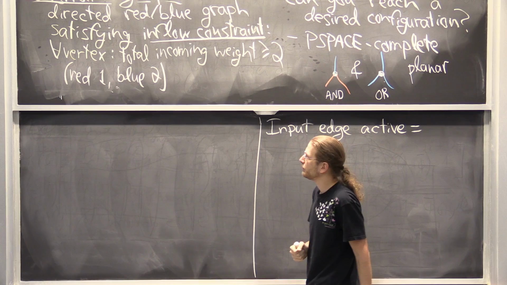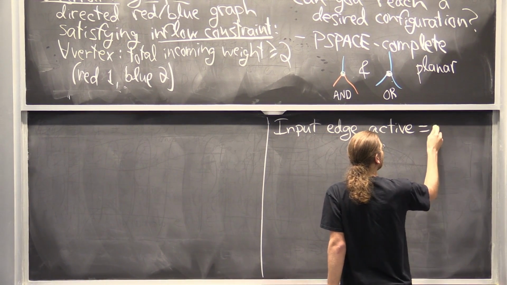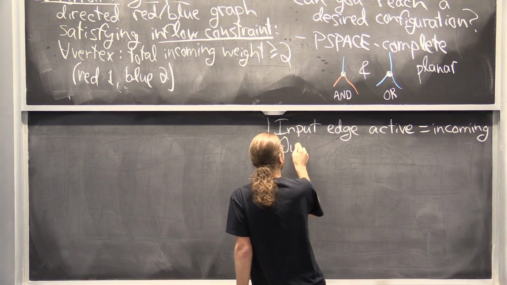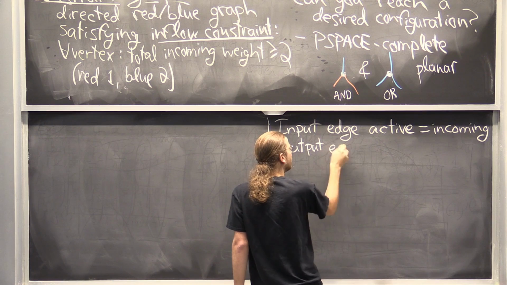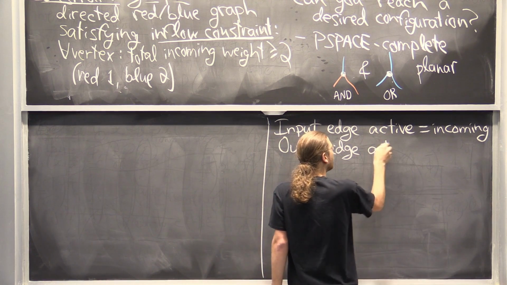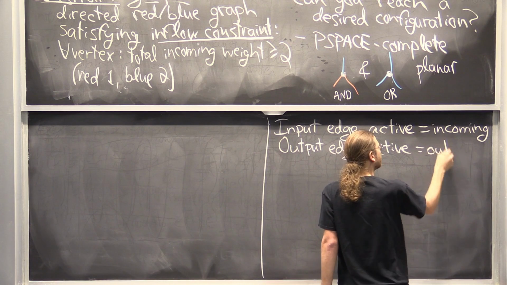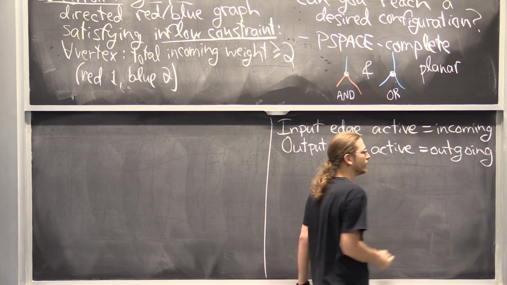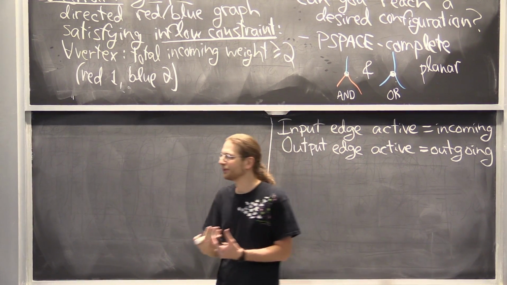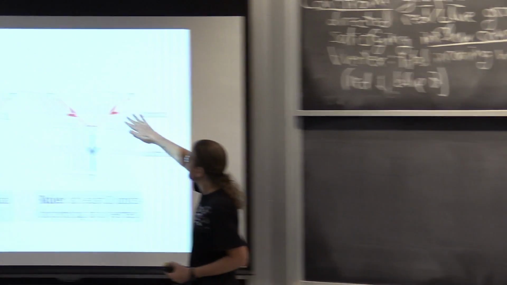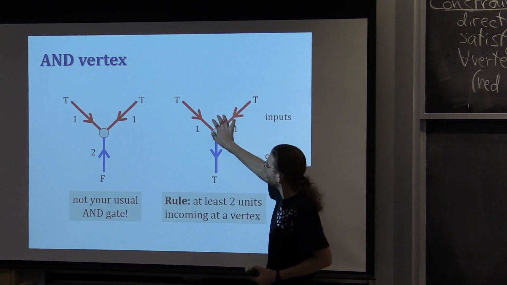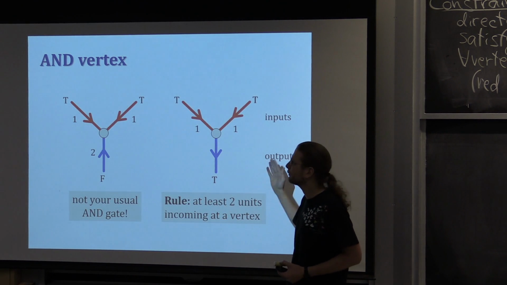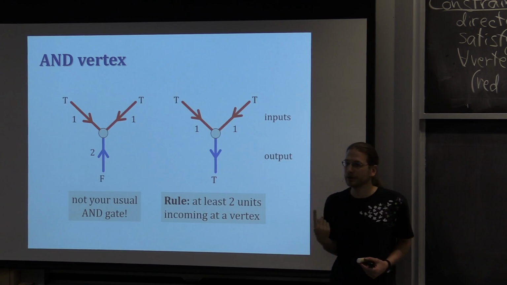An input edge is going to be active if it's incoming, and an output edge is active if it's outgoing. Okay, this is asymmetric. Incoming and outgoing are always clear. Either you're going into the vertex or you're going out of the vertex. By labeling these inputs, I'm going to say these edges are interesting if they're pointing in, and this edge is interesting if it's pointing out. These correspond to the 1 bits in Boolean logic.